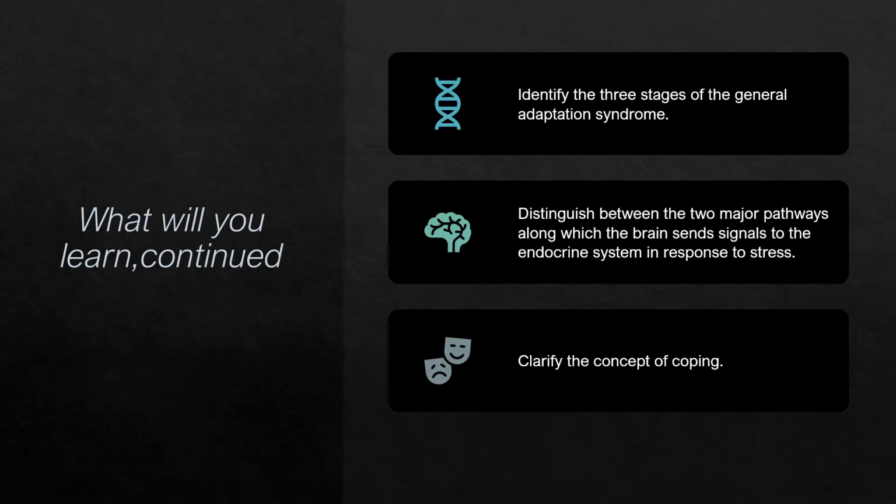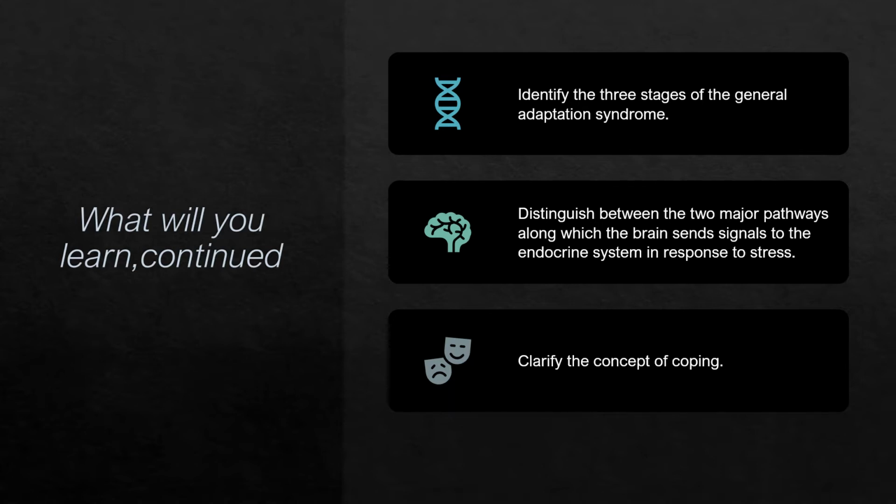So our perspective can play a role in how we experience stress. You're also going to be learning about general adaptation syndrome, and you'll learn about how the body is experiencing stress during each of these stages. And you'll be learning too about the major pathways that stress travels down, or that the information about stress is traveling, so that we have an adaptive response. And then you'll be learning about coping.